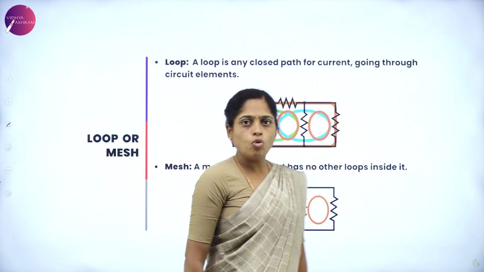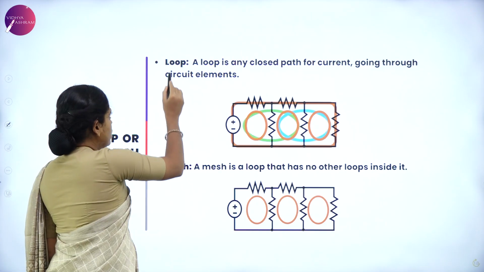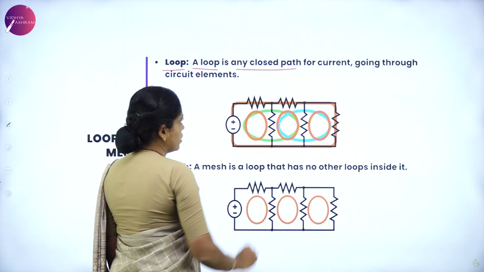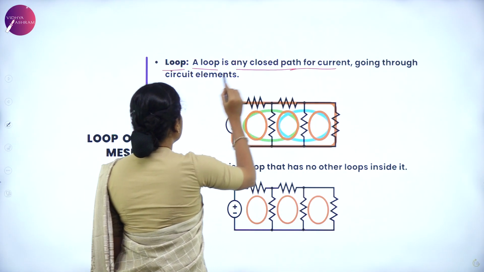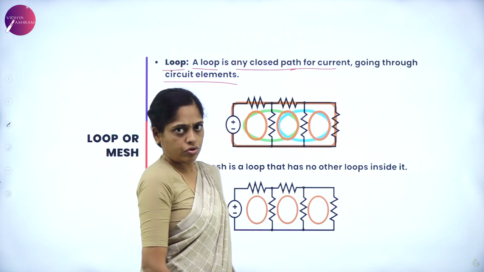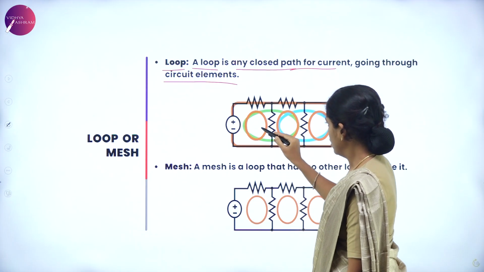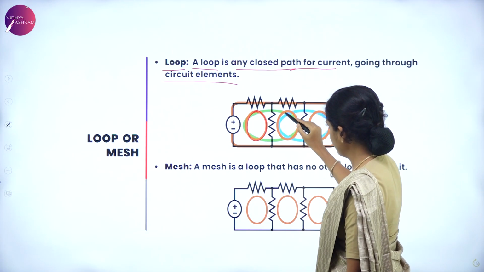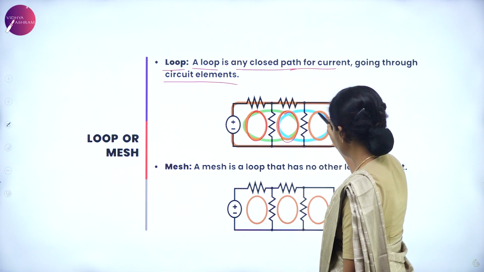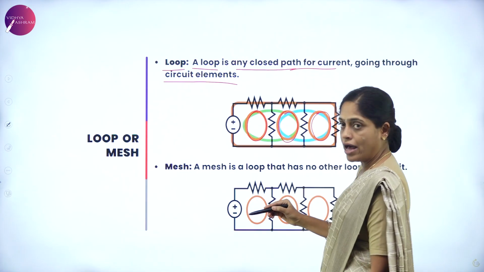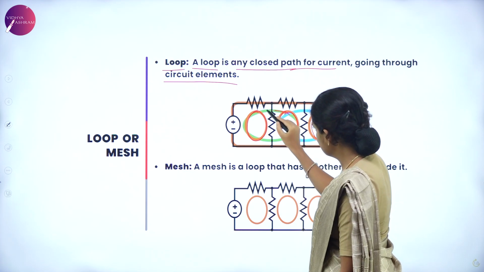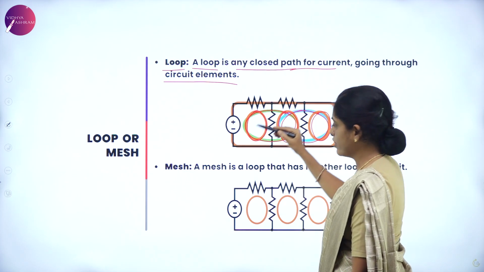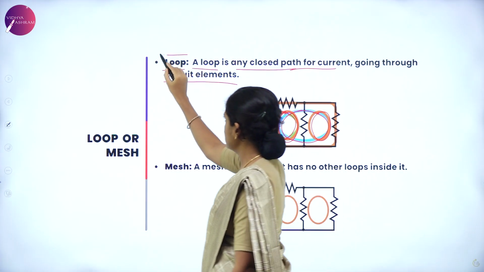Next is loop or mesh. What is a loop? A loop is a closed path for current in an electrical circuit. Observe the picture. So this is the closed path for the current and we have 3 loops and also we have a loop inside these 3 loops. So these are the closed paths for the current which is known as loop.